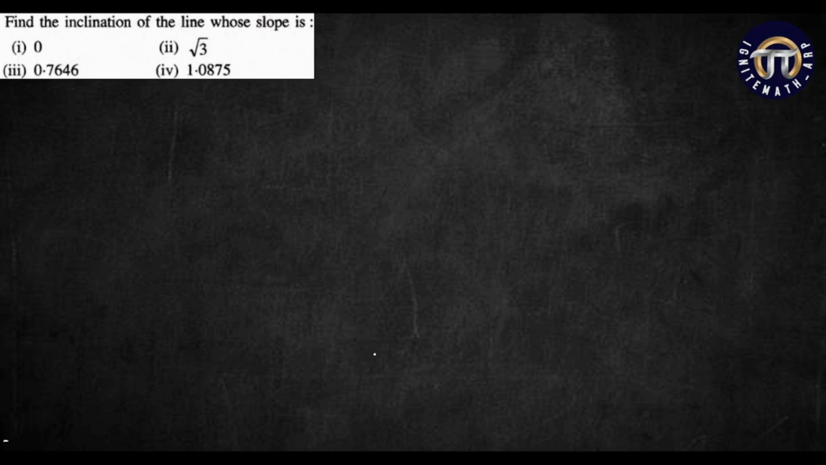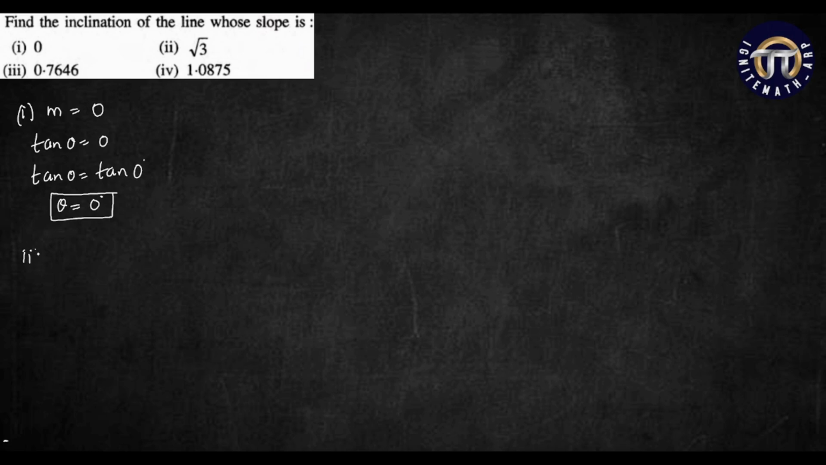Find the inclination of the line whose slope is given. It's a reverse question. So now I'll consider the first question here. Slope of the line is given to you, m is equal to 0. That means tan theta is equal to 0. So tan of what angle is 0, children? Tan 0 is 0. So therefore theta is equal to 0. Inclination is equal to 0.